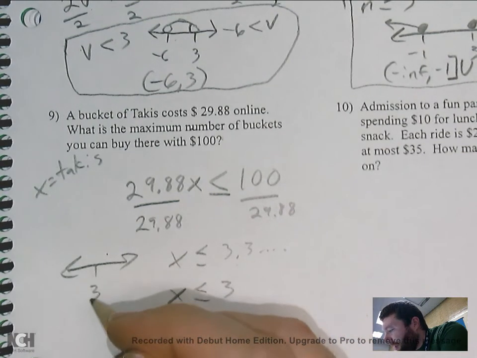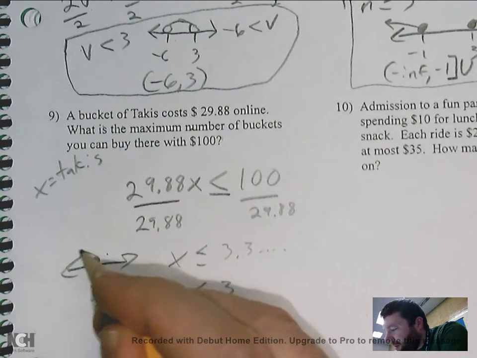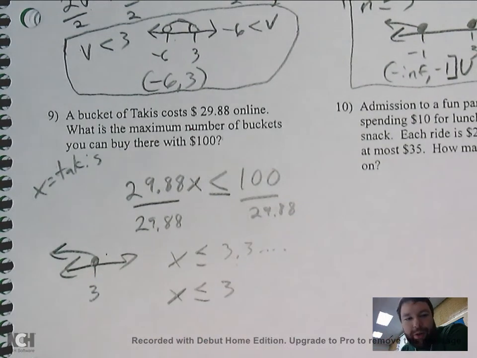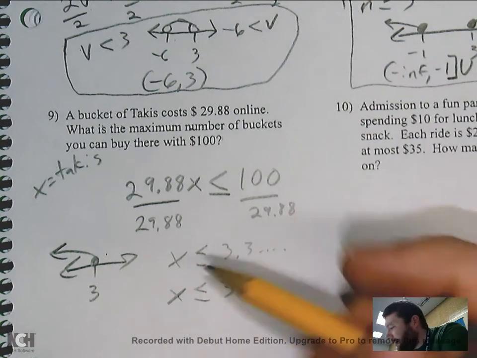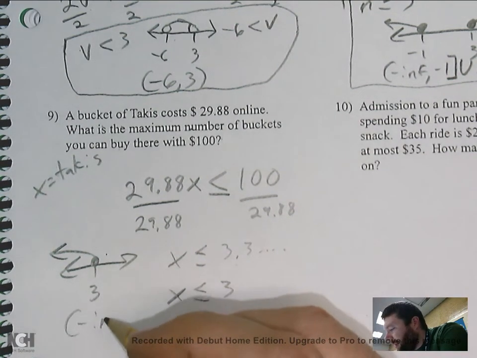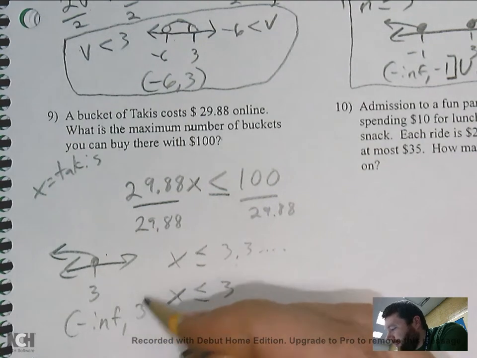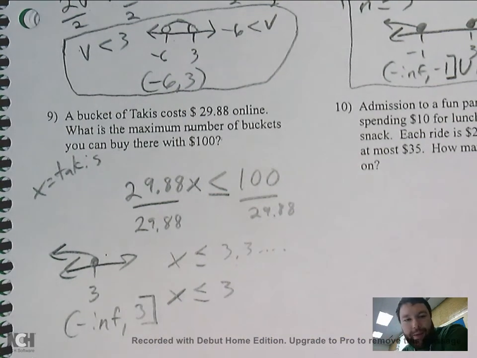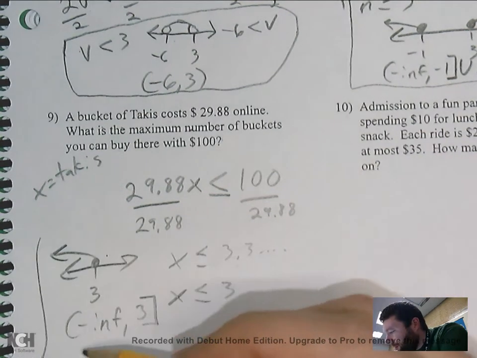So at 3, we'd have a closed circle, and it would go to the left. And I know in the real world, you don't buy negative buckets of Takis, right? But to keep things simple and consistent with you guys, our interval notation is going to be what you would normally think it would be. So negative infinity, and then 3, bracket. Okay? And that would be your answers right there.